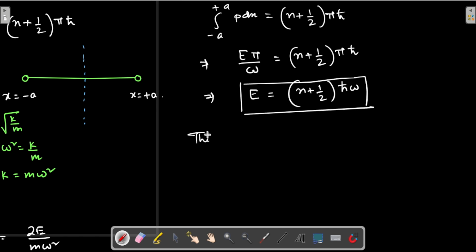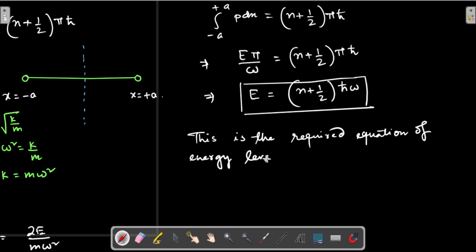This is the required equation of energy levels of linear harmonic oscillator. We have derived the equation of energy levels of linear harmonic oscillator.